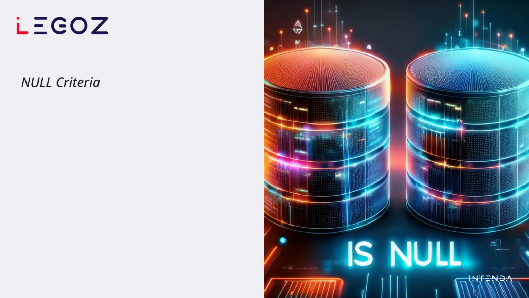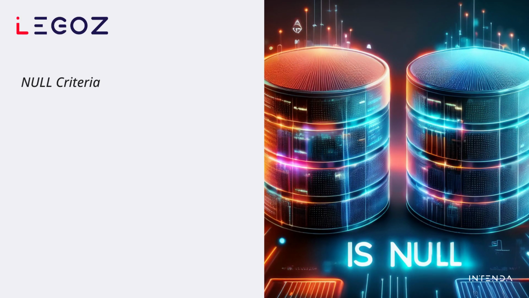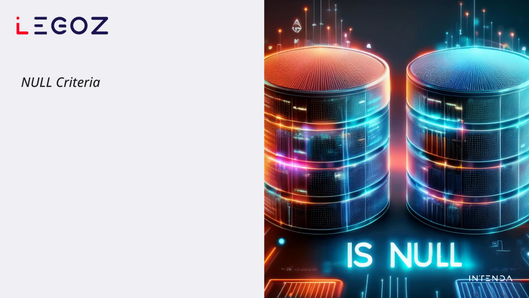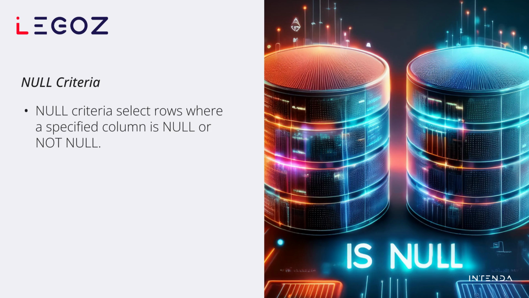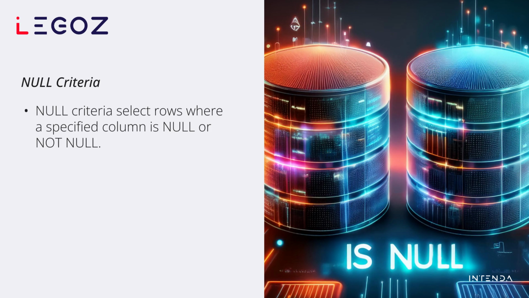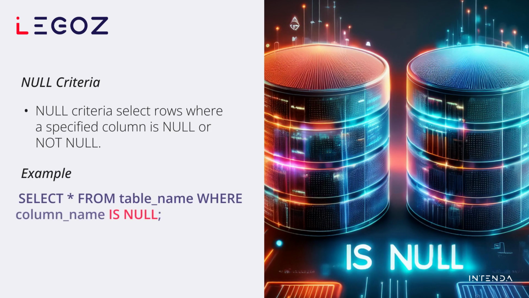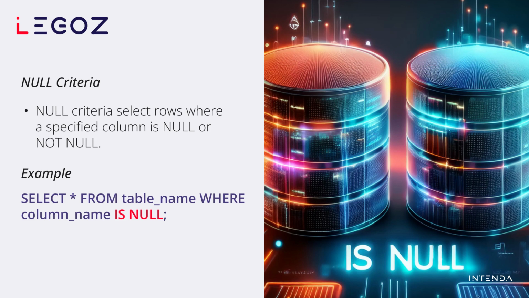Null criteria are crucial for handling missing or undefined data in your databases. They help you identify rows in which a particular column lacks a value, or conversely, in which it is populated. This is an example of the syntax of an is-null criteria query.